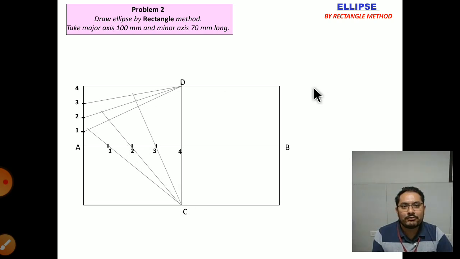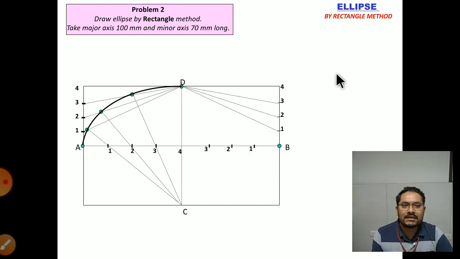Likewise, we have to go for the third line. Now, here by the intersection of this line C1 and 1D, we have an intersecting point. Just bullet it out. Likewise, point out the intersecting point, and by doing so, we'll get the quarter part of the ellipse.